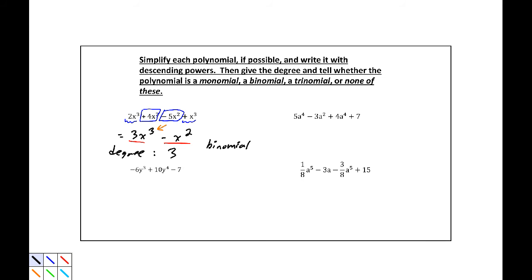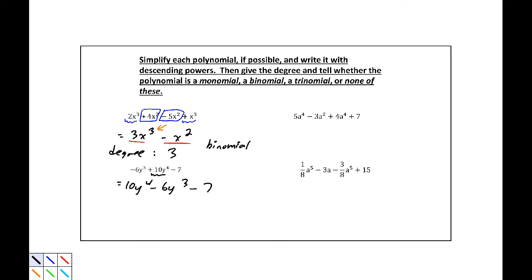Our next polynomial is negative 6y cubed plus 10y to the fourth minus 7. Now there are no terms I can combine with this one. However, I can write this in descending order. Put 10y to the fourth first, minus 6y cubed, minus 7.